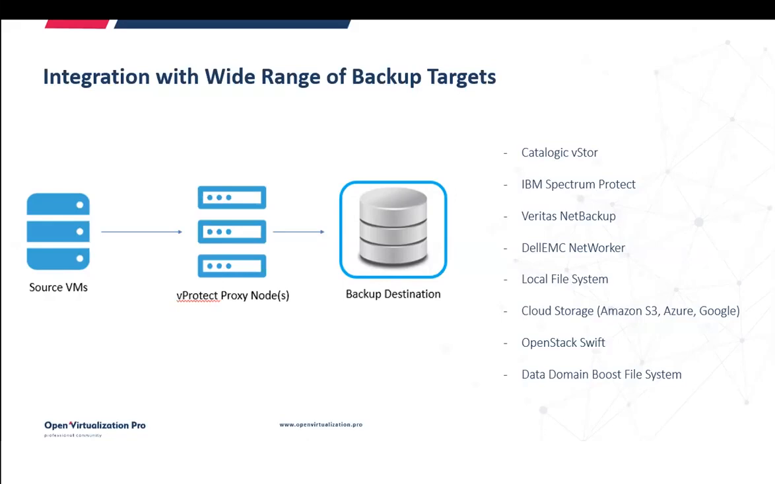We also support some things as simple as a local file system, an NFS share as a backup destination, or cloud storage like S3, Azure, or Google Cloud. Even things like a Data Domain Boost file system as well as that backup destination for those backups. Then, obviously, from a restore, the vProtect node will identify the data from the backup destination and pass that back to the hypervisor or the Kubernetes cluster and create that restored VM or that deployment using that data.